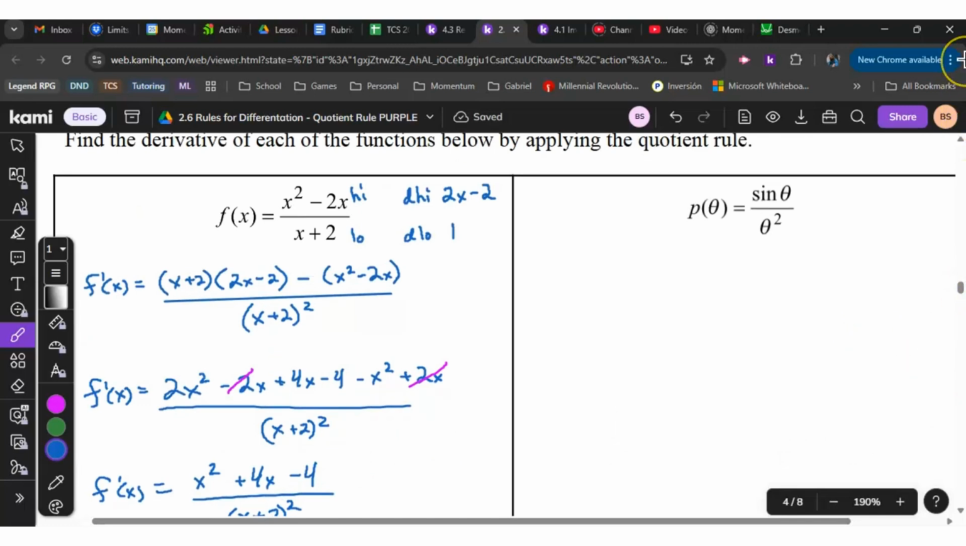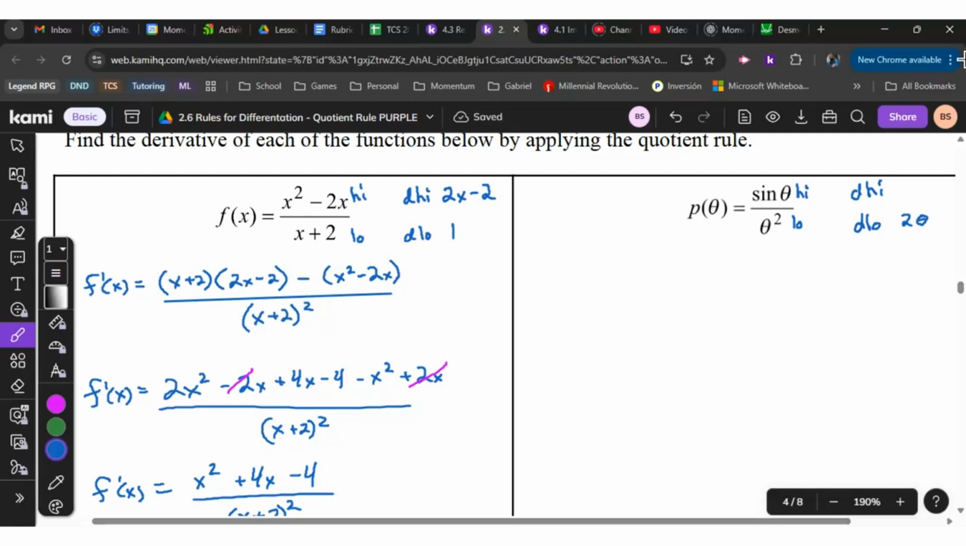P of theta. All right, so this is obviously my low. This is my high. Let's write down what the derivative of those two things are. What's the derivative of theta squared? It's the same as what it was for x squared. 2 theta, right? The 2 comes down in front.